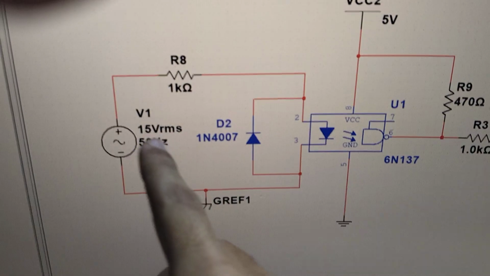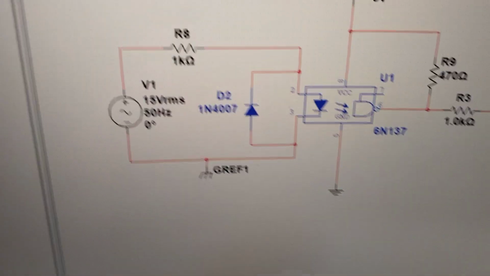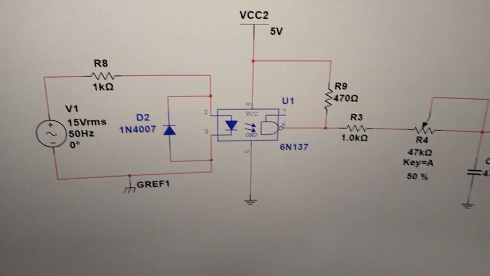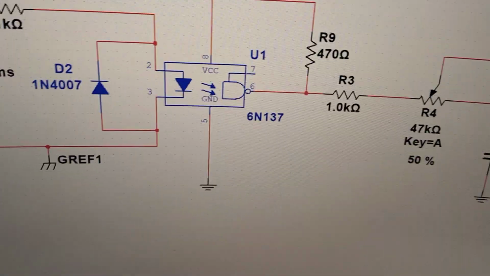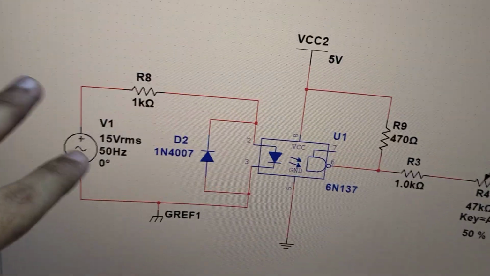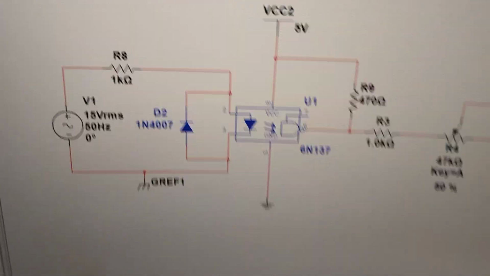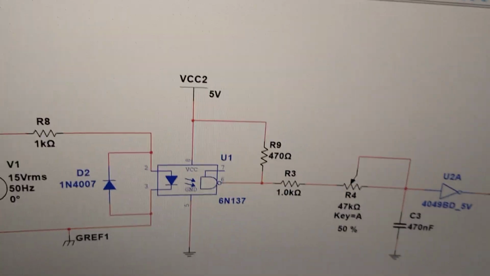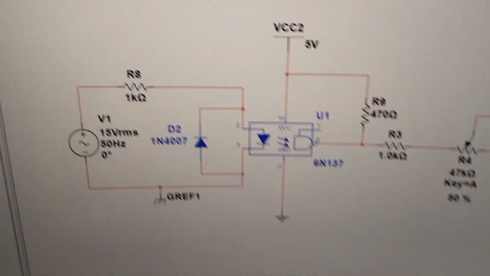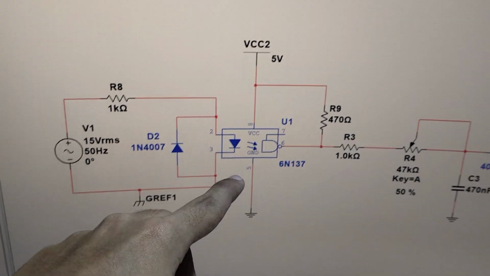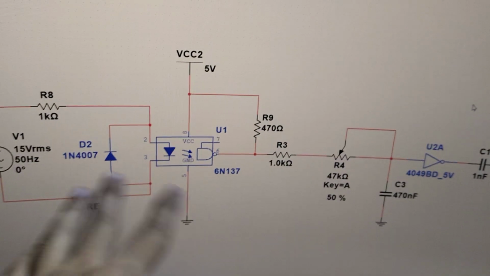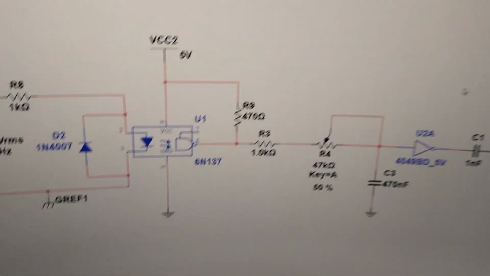I have my 15 volts step down sine, and what I'm using here is the 6N137. It's a high speed optocoupler, because again we want to separate this, which is more of a high power AC side, from our low power logic side. So we use an optocoupler, and what this diode is basically, in the positive half cycle it's going to conduct. And I won't go into how the optocoupler works. I made a video on that before.